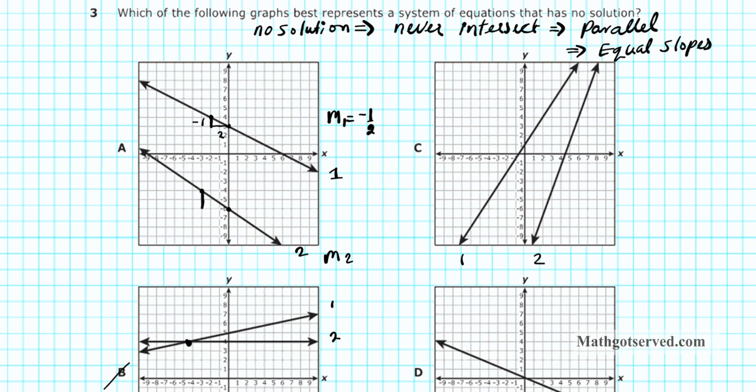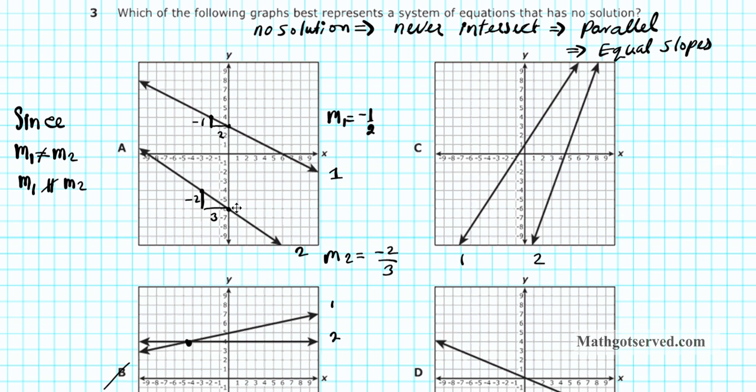We have a negative rise of -2 because you count 1, 2, and a positive run of 3. So the slope of line 2 is rise -2 over run 3. Are these two values equal? The answer is no. So since M1 is not equal to M2, that means that M1 is not parallel to M2.